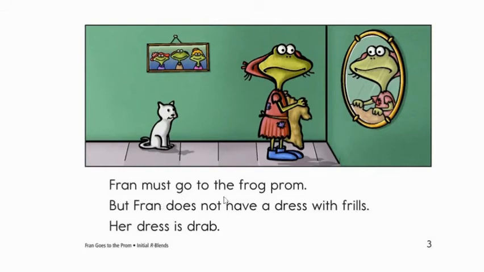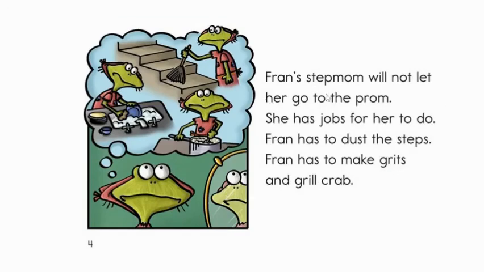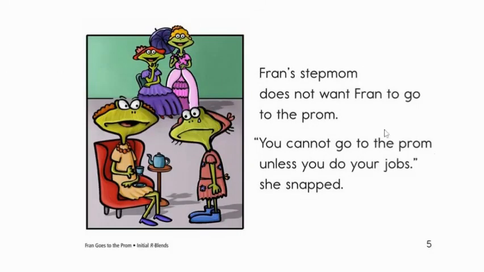Fran must go to the frog prom, but Fran does not have a dress with frills. Her dress is drab. Fran's stepmom will not let her go to the prom. She has jobs for her to do. Fran has to dust the steps. Fran has to make grits and grill crab. Fran's stepmom does not want Fran to go to the prom. "You cannot go to the prom unless you do your jobs," she snapped.